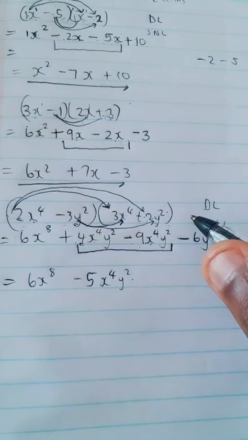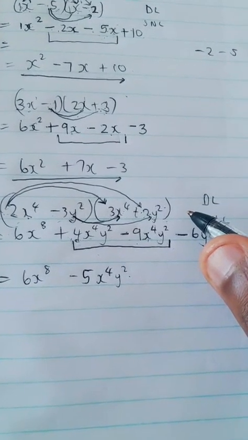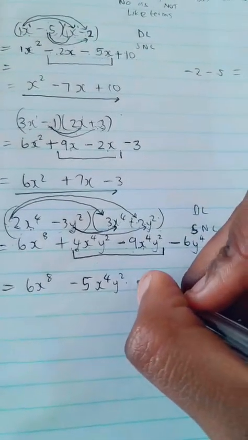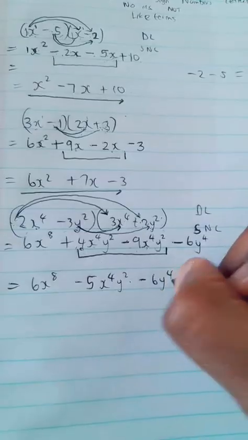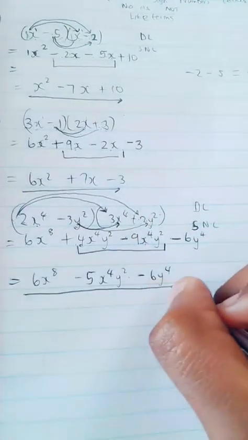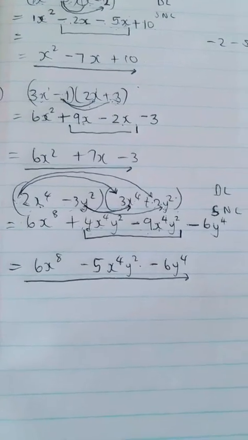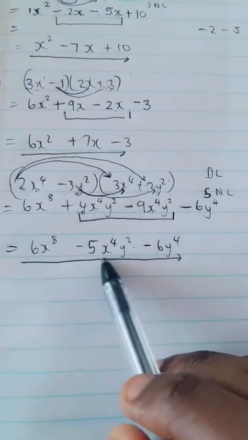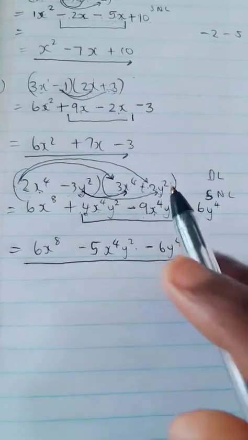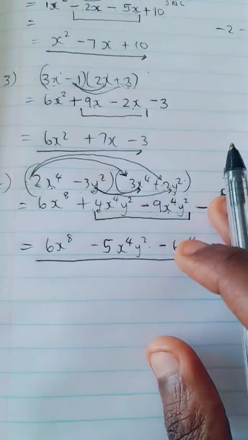And then last but not least, minus 6y to the power 4. All right. Hope that one was not too shabby for us.